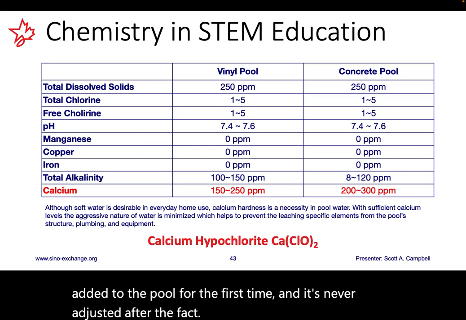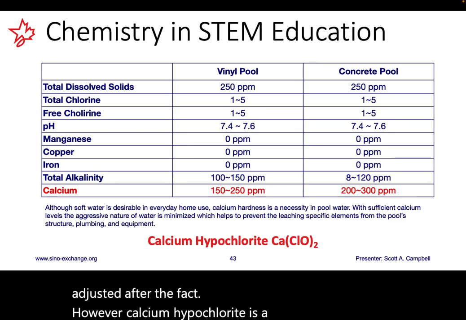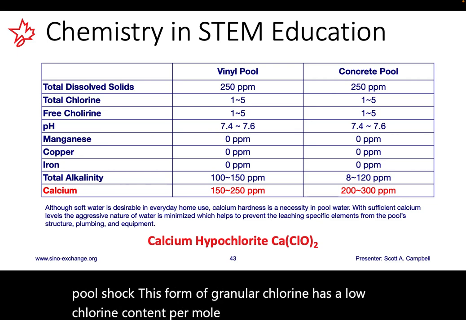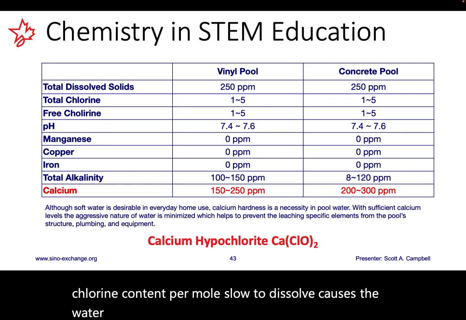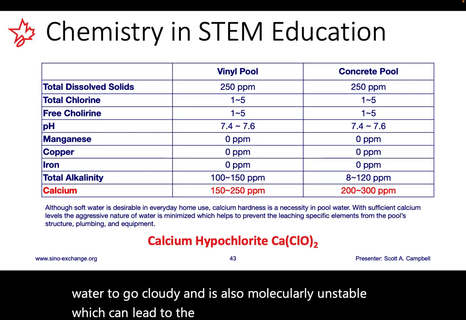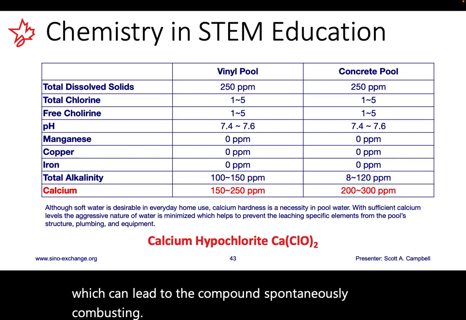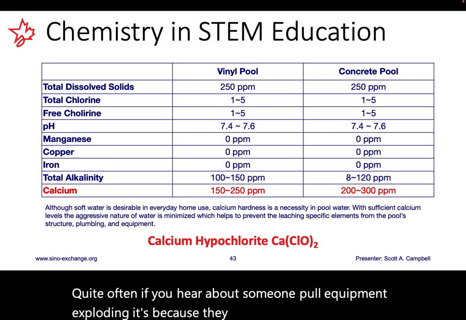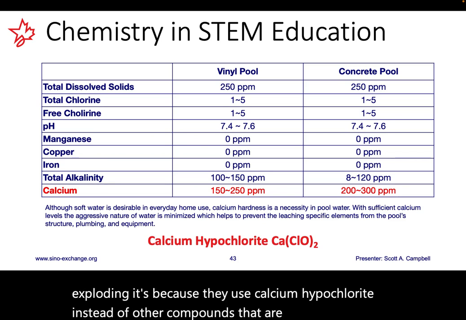However, calcium hypochlorite is a popular economy pool shock. This form of granular chlorine has a low chlorine content per mole, is slow to dissolve, causes the water to go cloudy, and is also molecularly unstable, which can lead to the compound spontaneously combusting. Quite often, if you hear about someone's pool equipment exploding, it's because they used calcium hypochlorite instead of other compounds that are more stable and effective.